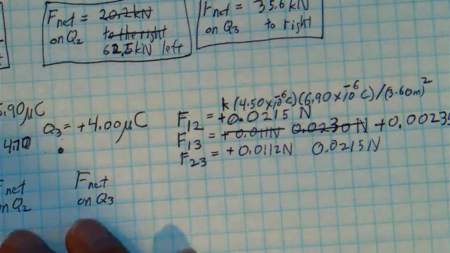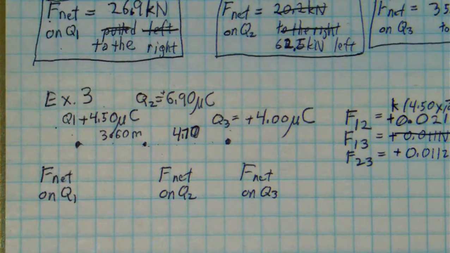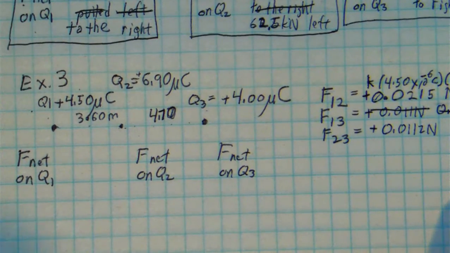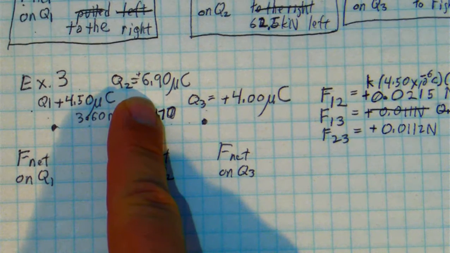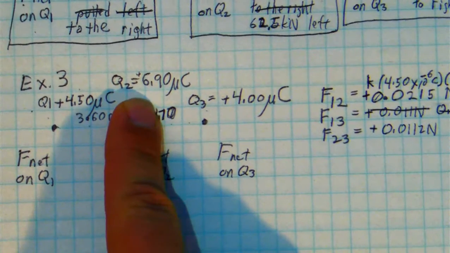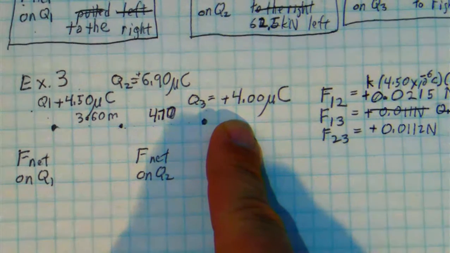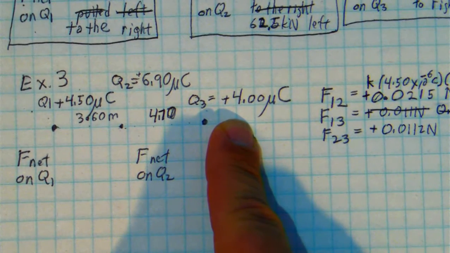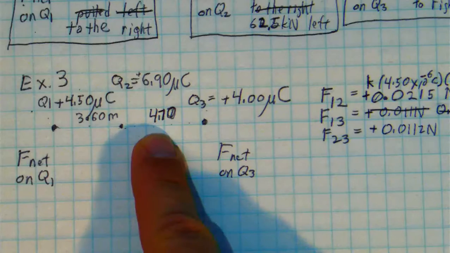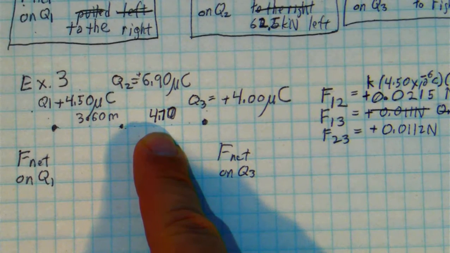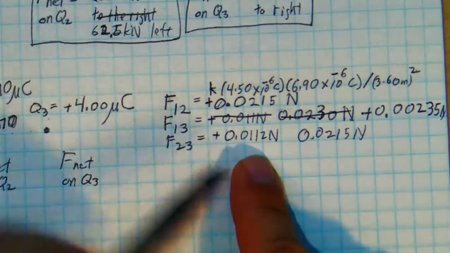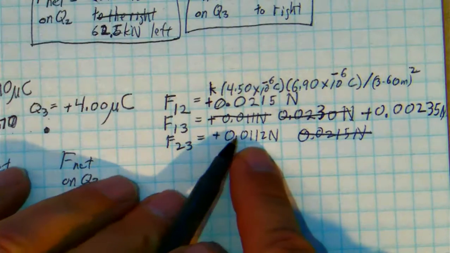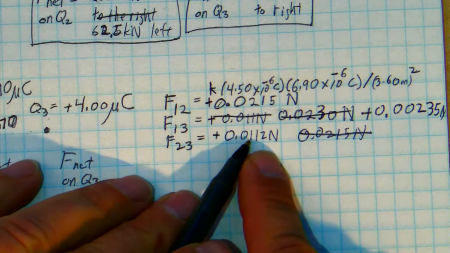For the force of attraction or repulsion between charge Q2 and charge Q3, into my calculator, I would type K times 6.90 times 10 to the negative 6 power times 4.00 times 10 to the negative 6 power divided by 4.70 squared. Enter. And I get 0.0112 newtons.